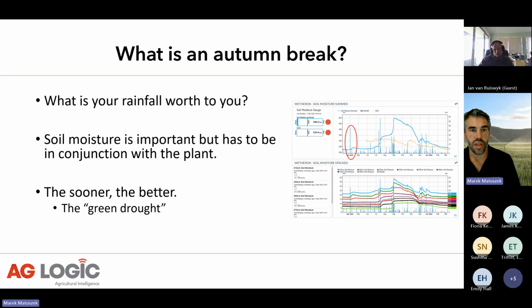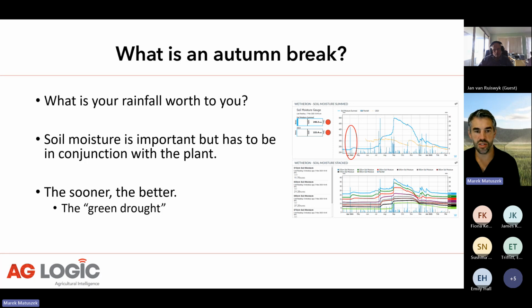So in an autumn break situation, understanding what that rainfall is worth is important, but it is also really important to understand that it is in conjunction with the plant. Okay, so you might have rainfall, but has your plant gone to a state where it's actually not going to utilise that water, or is it still in a situation where it can use that water?